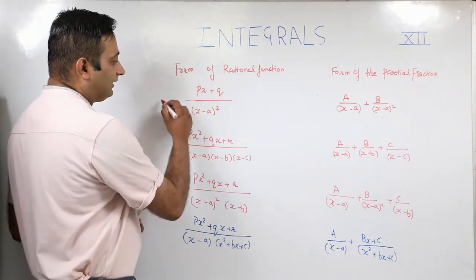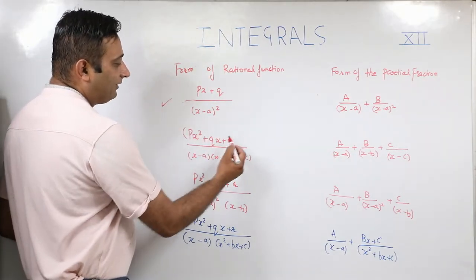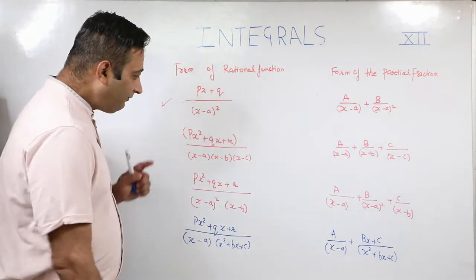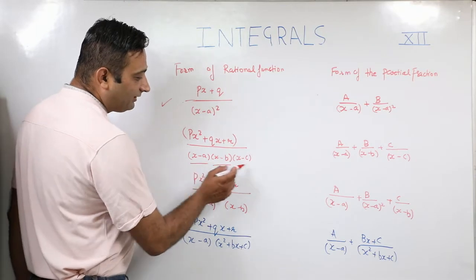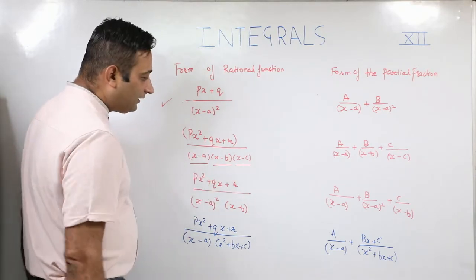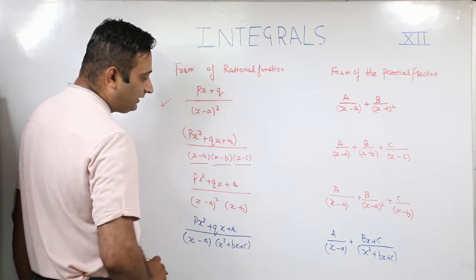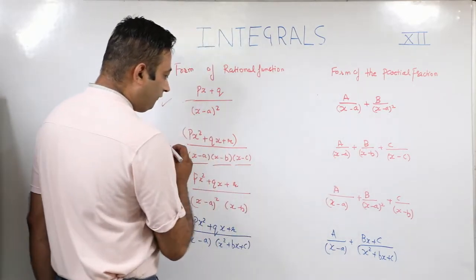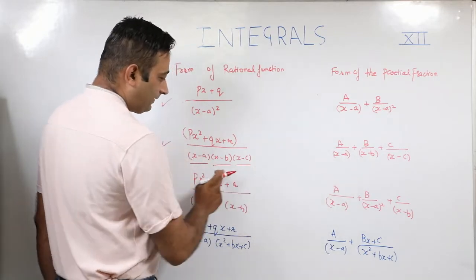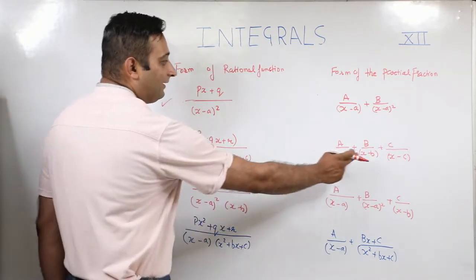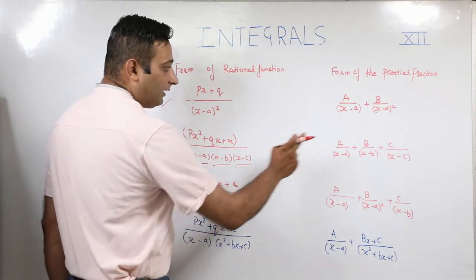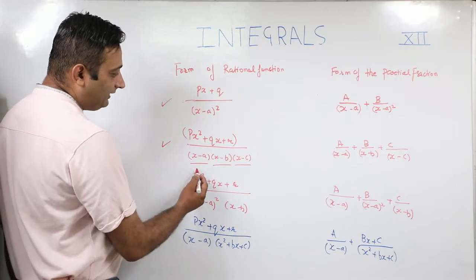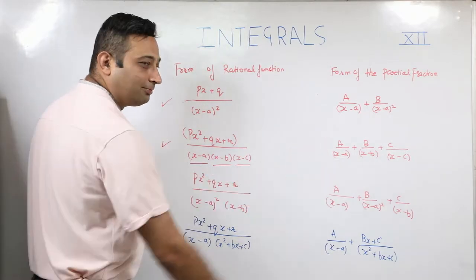Now we'll see the third form, that is we have a quadratic polynomial in the numerator, and we have three different linear factors in the denominator. The partial fraction form of this is a upon x minus a, where x minus a is one linear factor, b upon x minus b, and c upon x minus c. Now in the third form we can see that all these linear factors have been split.